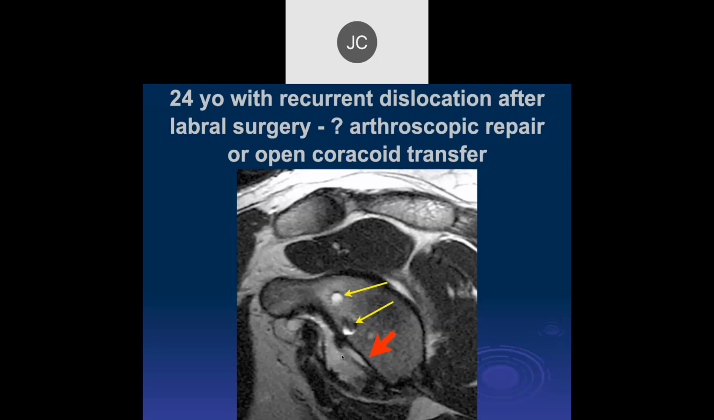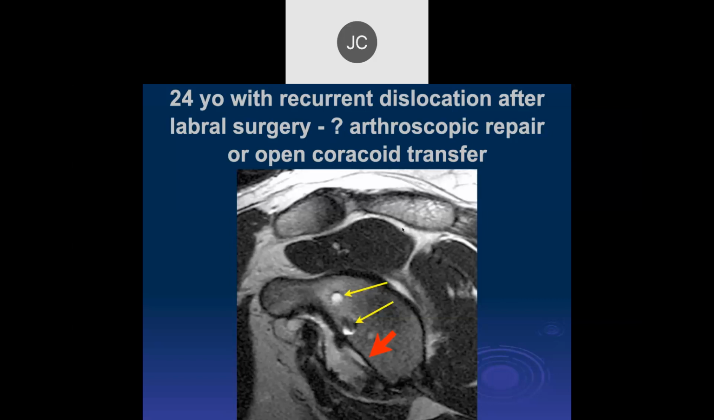That's not an open coracoid transfer, I don't think, is it, John? No, this is an arthroscopic labral repair, and now the question to the radiologist is: should they go back and do another arthroscopic repair, or should they do an open surgery and basically do a Bristow procedure? So that's the question. Oh, the question is, okay, I got it now. So, Pavan, what are you going to tell the surgeon to do?